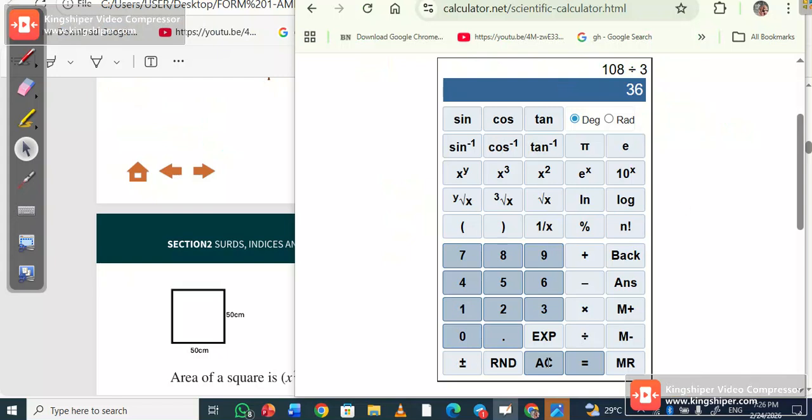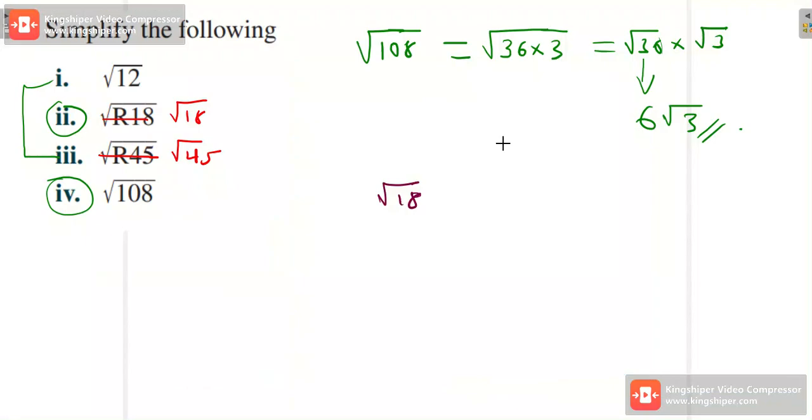Let's go to 18. So let's start with 18. Let's divide by 2. I have 9. This 9 is a perfect square. So straightforward, I can say that 9 times 2 is 18. So we can write the square root of 18 as the square root of 9 times 2, and that is the same as root of 9 times root of 2.